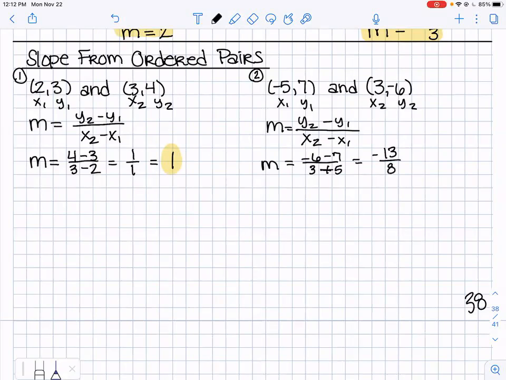8. X goes on top. Y goes on top. It's like backwards of everything else. I don't know why they decided slope was backwards, but they did. Okay, Y's on top, X on the bottom. So you can't simplify this, so that is your final answer. Questions about how to do this?